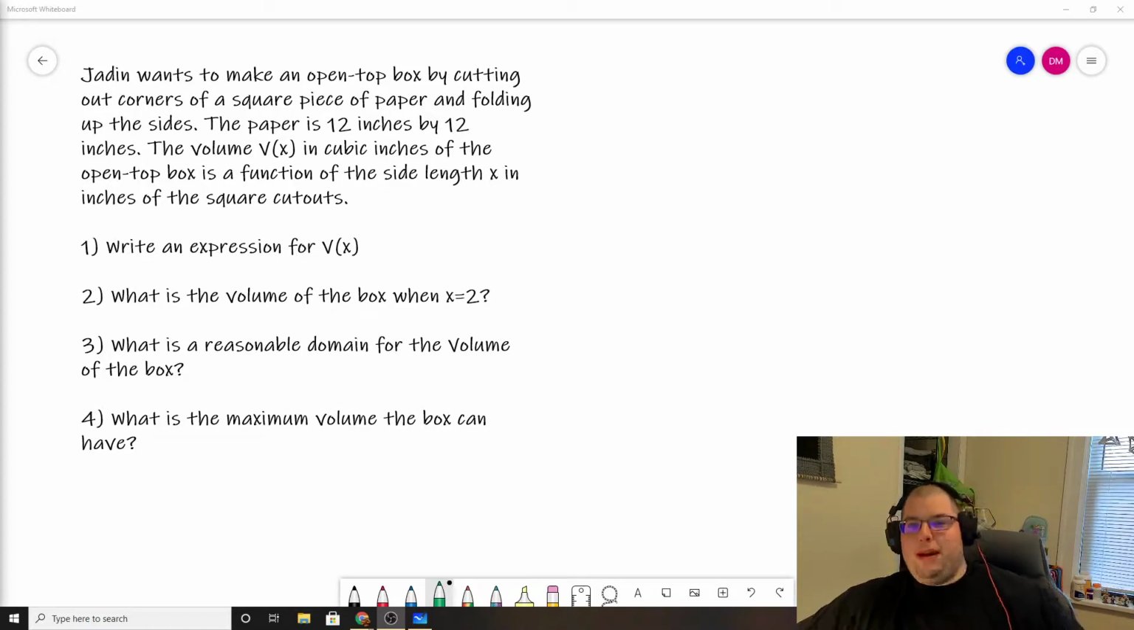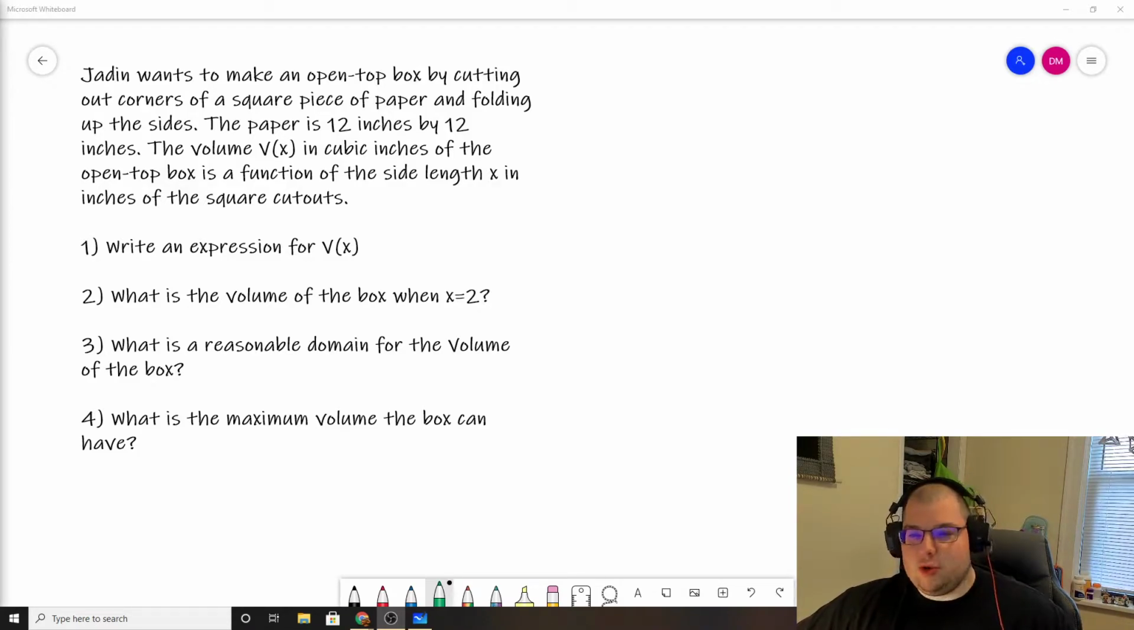So the problem reads, Jaden wants to make an open-top box by cutting out corners of a square piece of paper and folding up the sides. The paper is 12 inches by 12 inches. The volume V of x, in cubic inches, of the open-top box is a function of the side length x, in inches, of the square cutouts. Question 1 wants us to write an expression for the volume V of x.